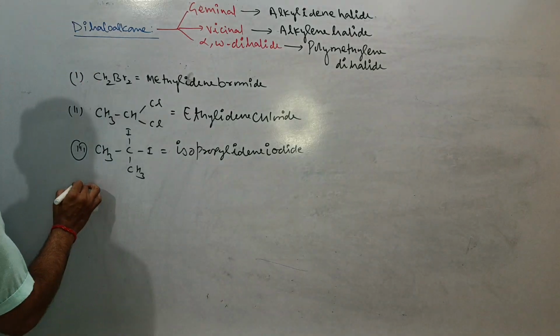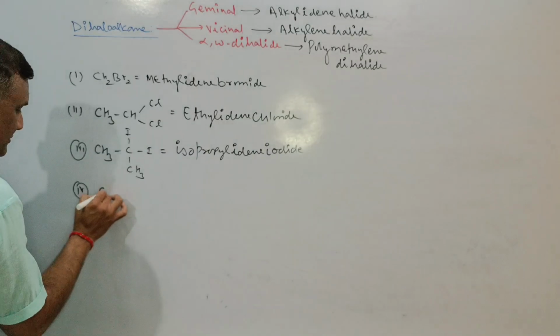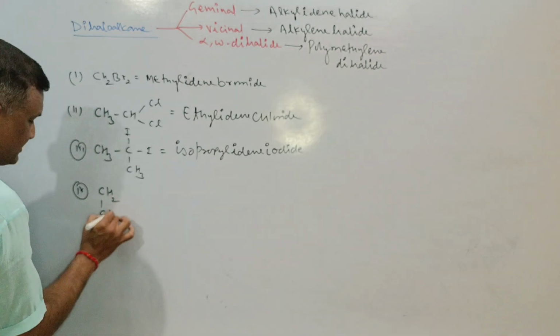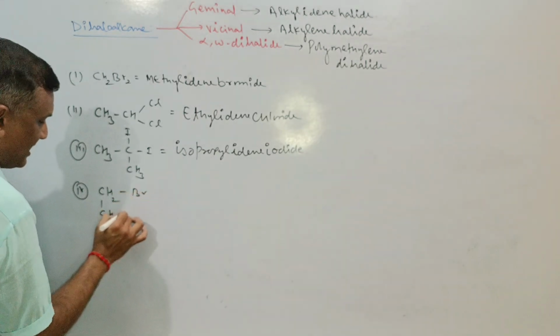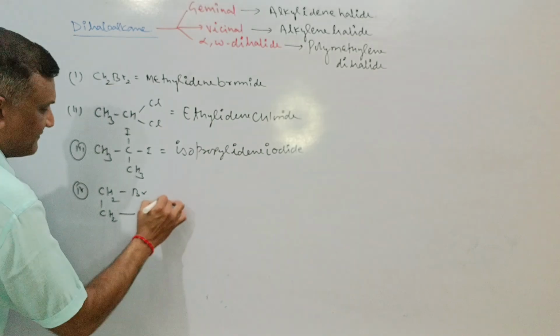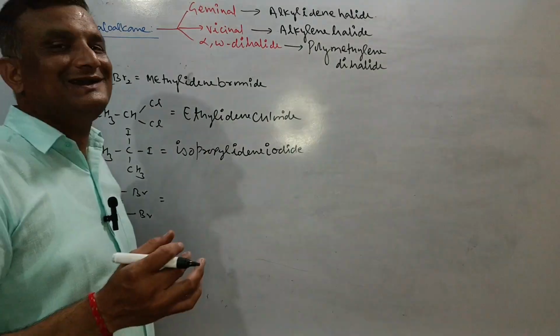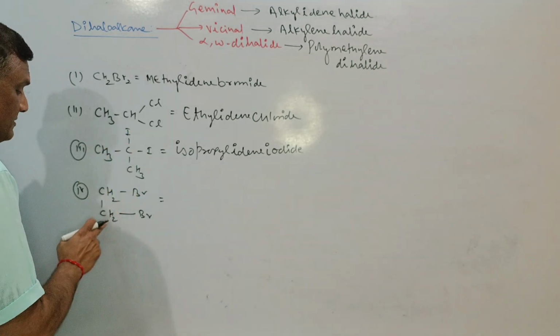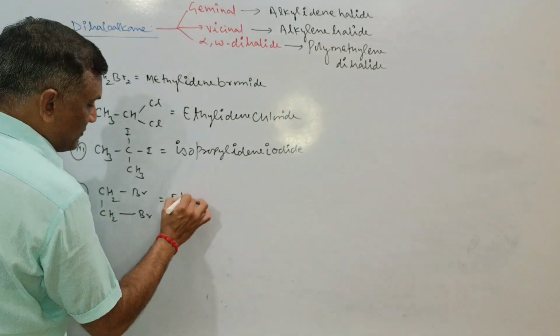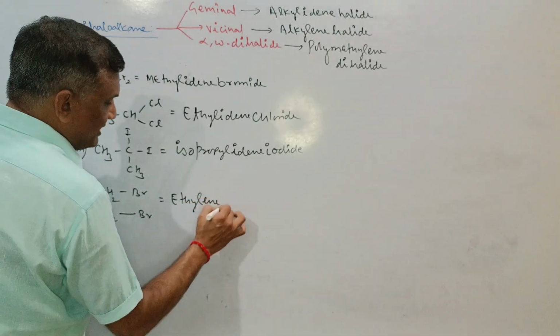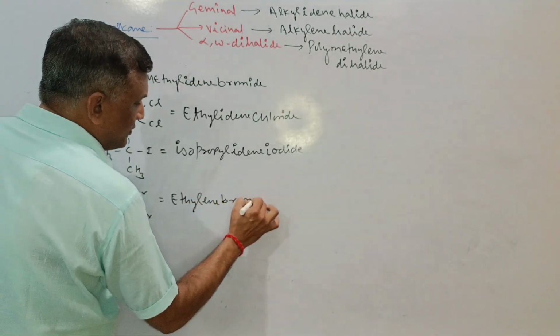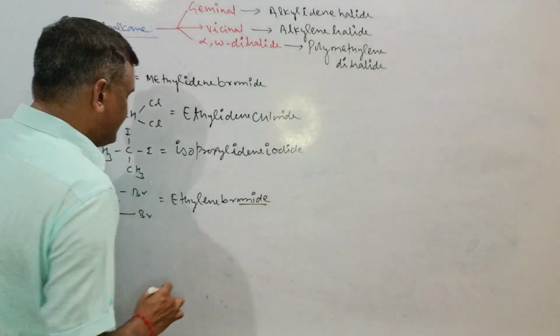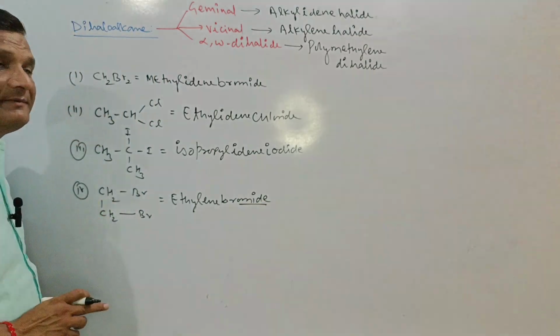As a vicinal halide, we can take the fourth example: CH2Br CH2Br. It's a very important compound. It is also used as an anti-knocking compound in fuels. What is the meaning? We'll discuss later. So this is called ethylene bromide, because both halogen atoms are present on neighboring carbon atoms.